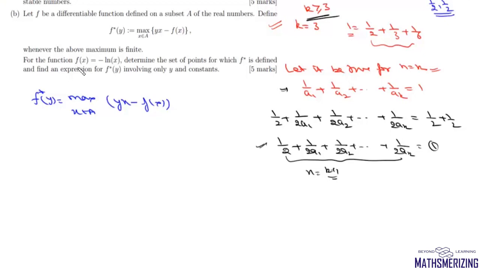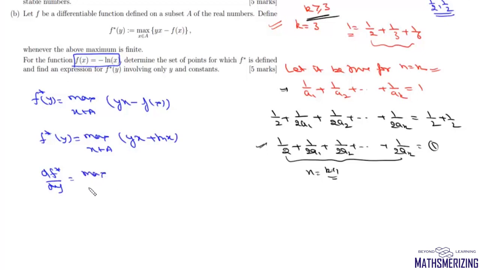Now for this function, we are given f(x) as minus log x. So now we can write f star y as maximum x belongs to A, and here it will be yx, and in place of f(x) we'll write minus ln x. So it will be plus ln x. Now we'll differentiate it with respect to y. So it will be df star upon dy, and will be simply maximum of x belongs to A. Now it is y and then plus 1 upon x. Now the domain of this function f(x) is x is greater than 0.